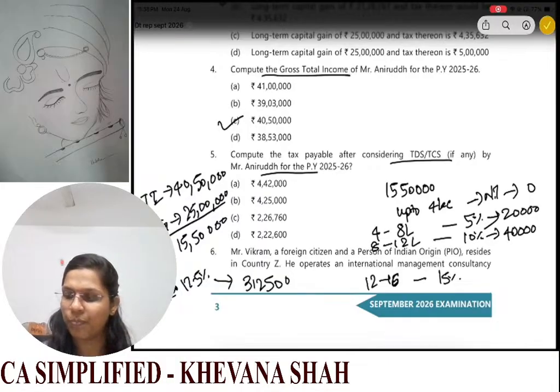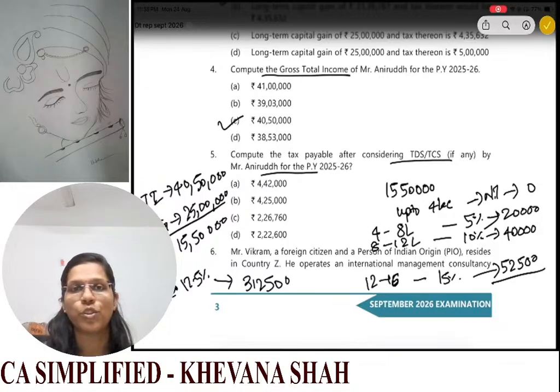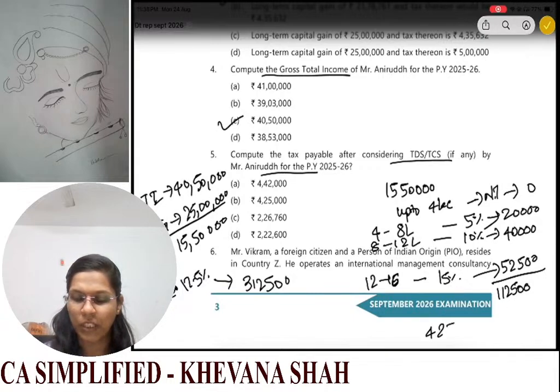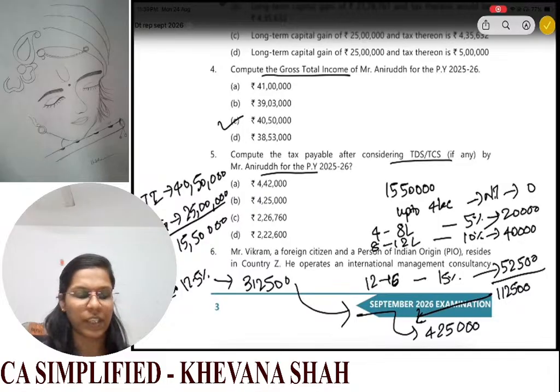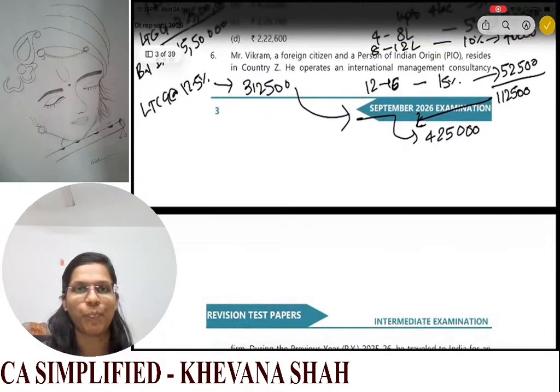50,000 minus 12 lakh into 15%. So this comes to 52,500. So your total tax comes to 112,500. Now, these 112,500 plus 312,500. So your total tax becomes 425,000. Okay, these plus these. Okay, that is my total tax liability.